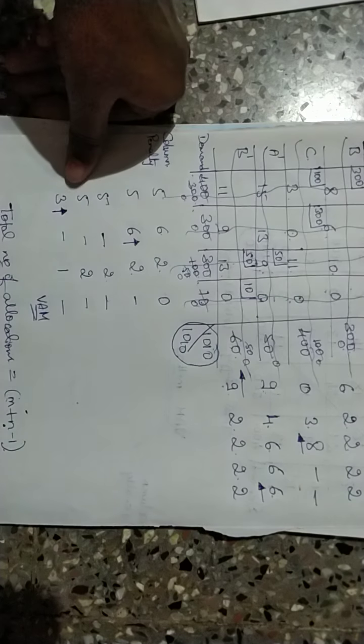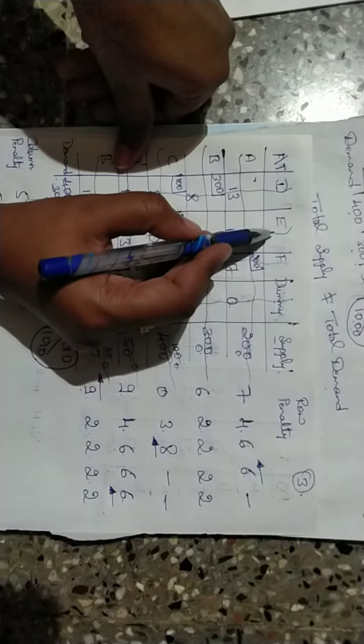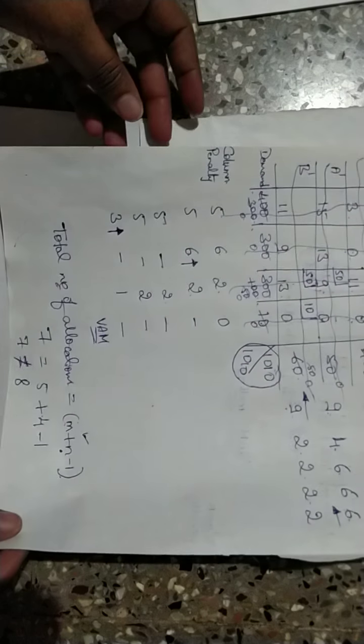plus the number of columns minus 1. How many rows are there? 1, 2, 3, 4, 5. There are 5 rows, plus how many columns are there? 1, 2, 3, 4. So 4 minus 1. Is 7 equal to 5 plus 4, which is 9, minus 1? How much are you getting? 8. Is 7 equal to 8? Therefore, 7 is not equal to 8. It means that the total number of allocations is not equal to m plus n minus 1. In such cases, a degeneracy will exist.